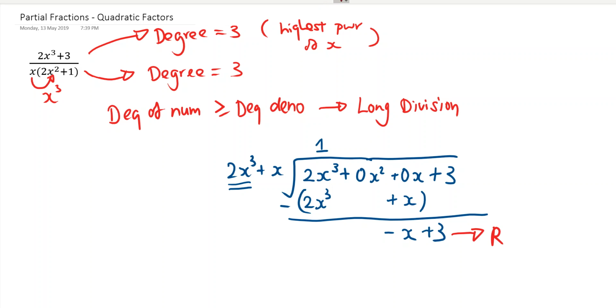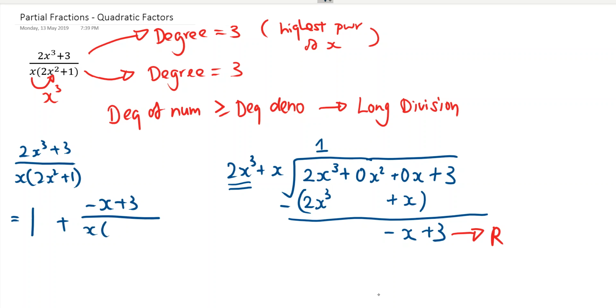The important thing is you know how to present the whole fraction as a mixed number fraction. So 2x cubed plus 3 over x bracket 2x squared plus 1 is equal to 1 whole plus your remainder over your initial divisor. Very important to know that this is my remainder.